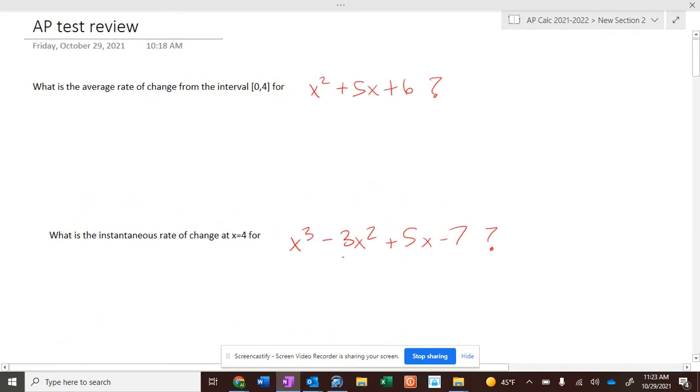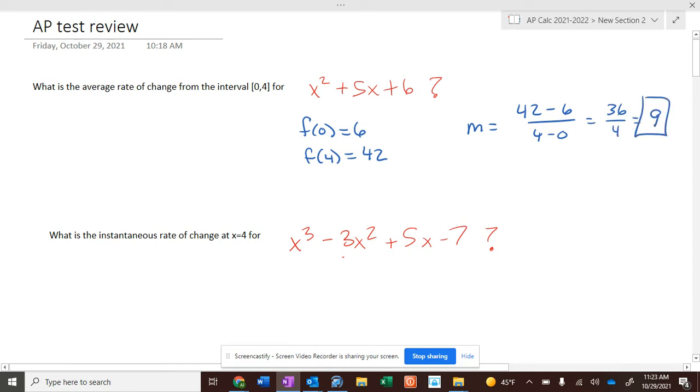What's the average rate of change over the interval from 0 to 4 of x squared plus 5x plus 6? What would you do? Find the first derivative. Well, no, you wouldn't find the first derivative. You'd plug it in. f of 0 is 0 plus 0 plus 6, which is 6. f of 4 is 16 plus 20, which is 36, plus 6, which is 42, correct? And the average rate of change is the slope. 42 minus 6 over 4 minus 0 is 36 over 4, which is 9, the average rate of change.